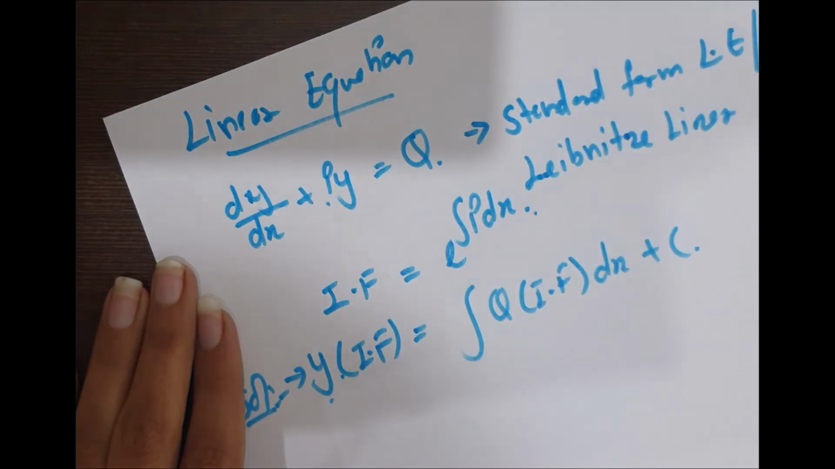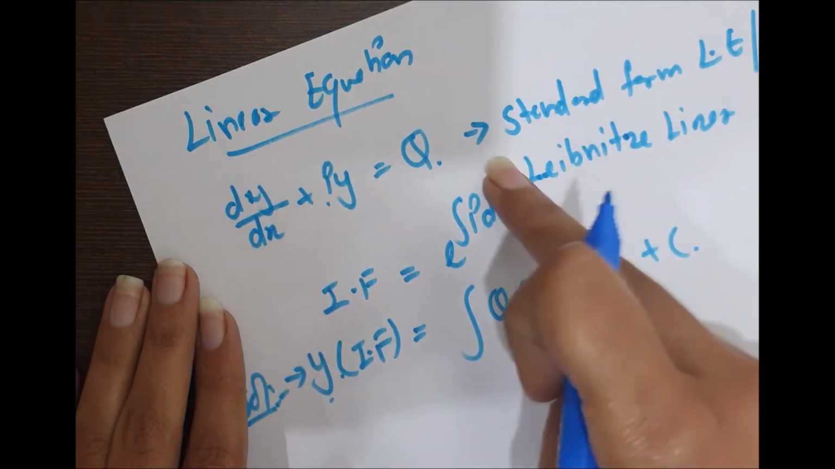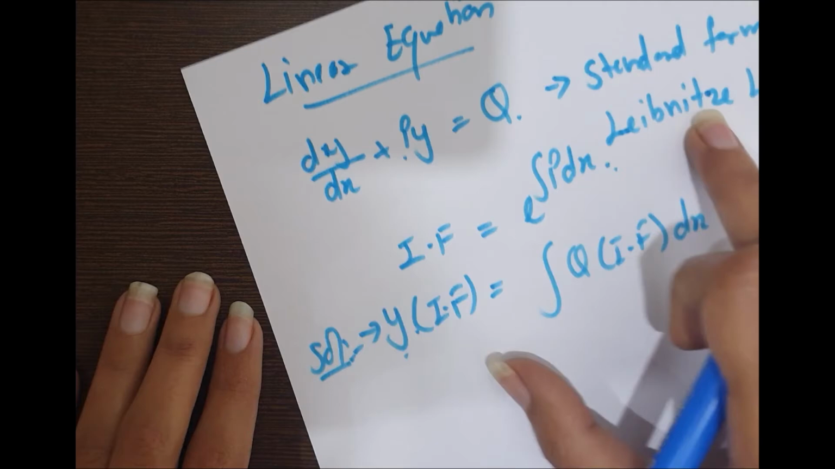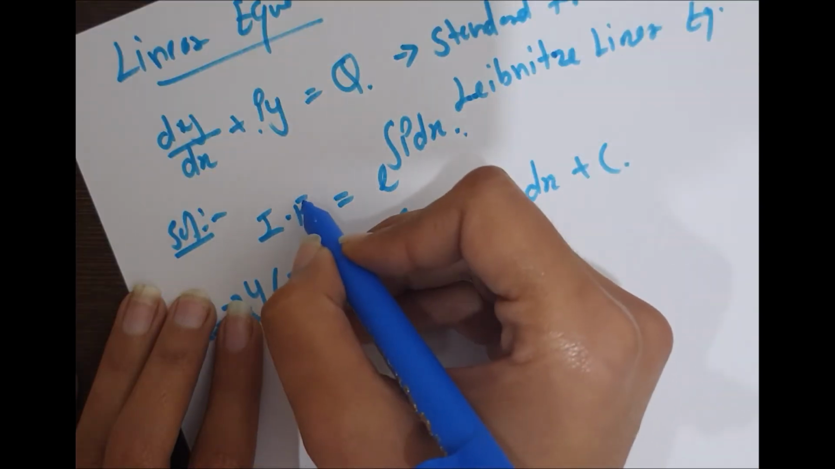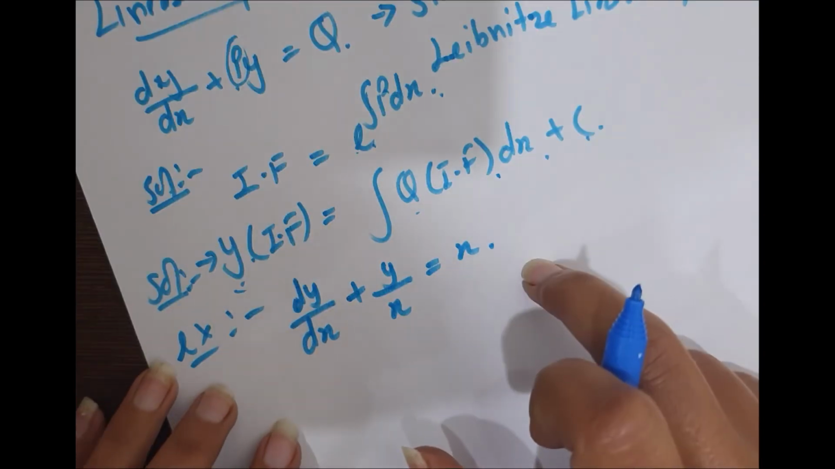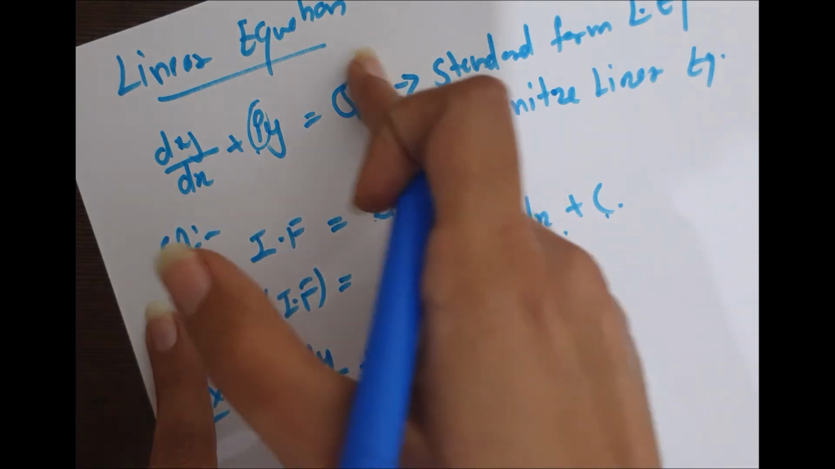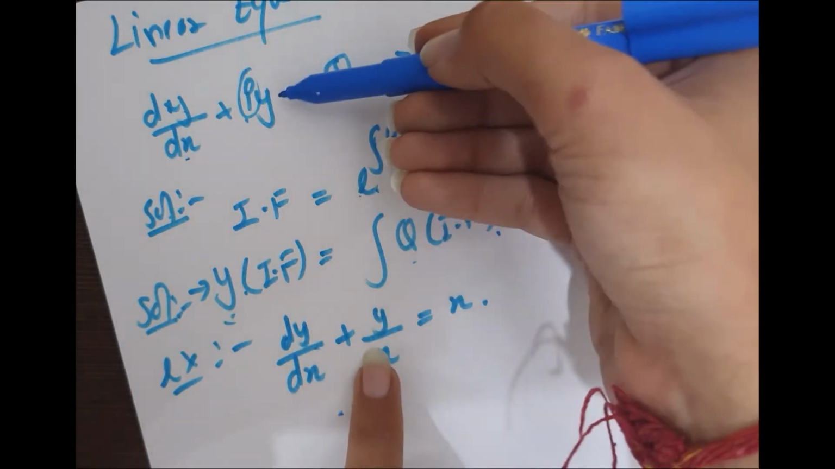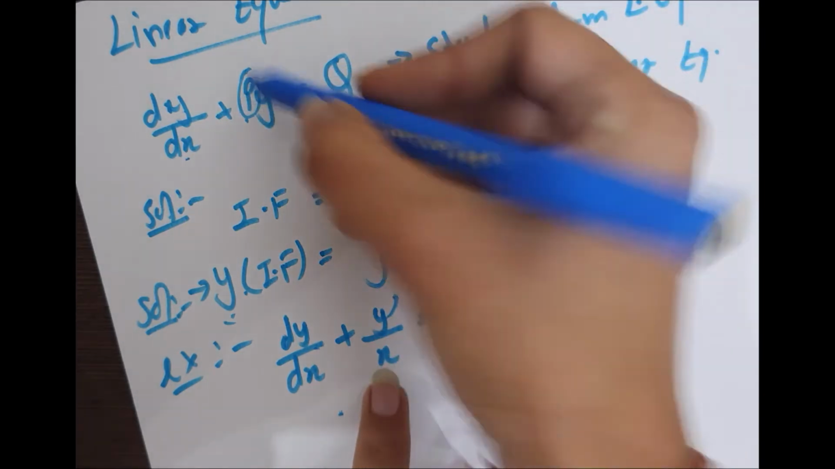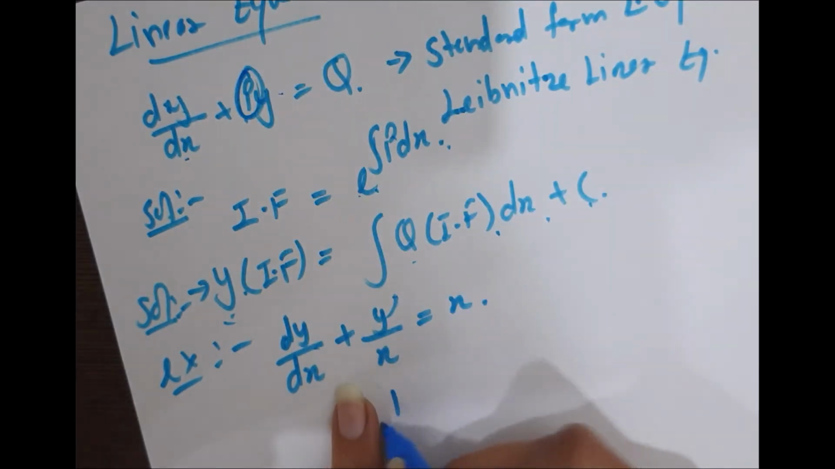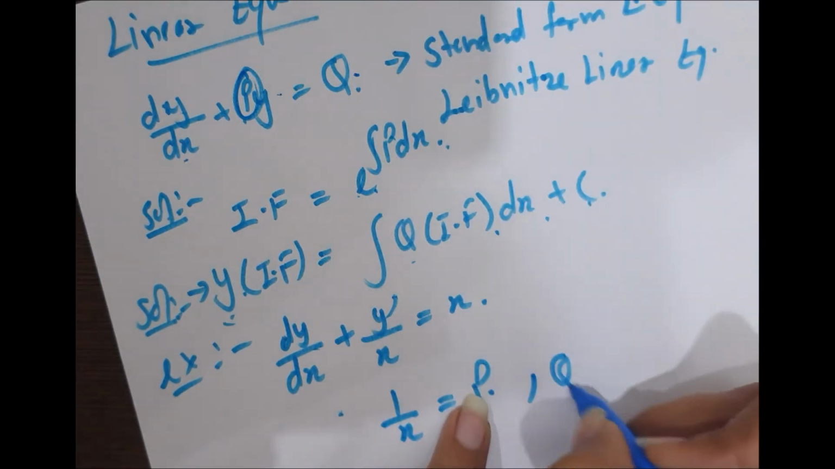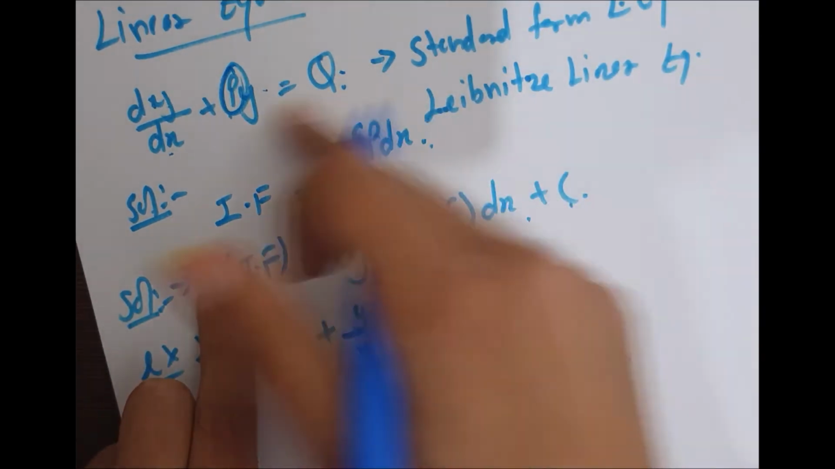If we are provided with the linear equation in this form, this is called a standard form of linear equation or called a Leibniz linear equation. So for solution, firstly we have to find integrating factor. If we are provided with this equation, firstly check whether it's in form of this standard equation or not. That is dy by dx, y. Now this comes to be 1 by x is equal comes to be p, and q is equal to x. Firstly we find integrating factor.